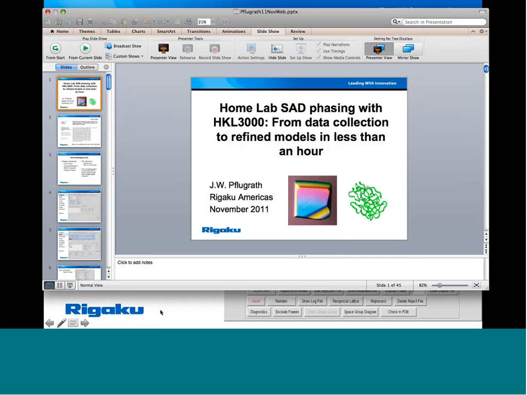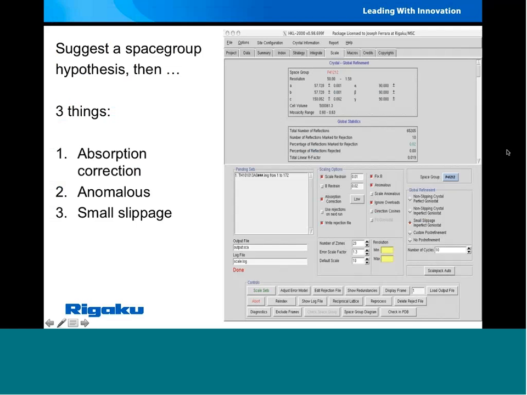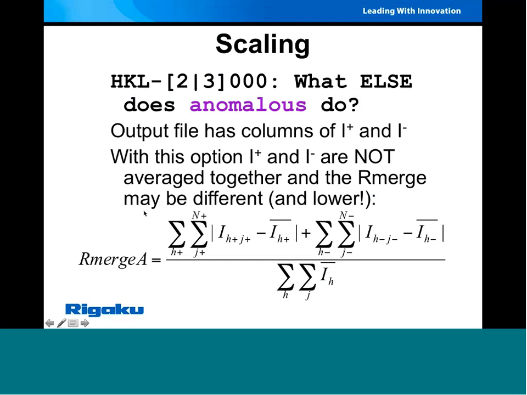And I think if I click here, it'll come forward. Right. So set the space group, turn on absorption correction, turn on anomalous signal. When you click on that anomalous button, a couple of things happen. The output SCA file gets columns of I plus and I minus. If you don't have that option on, I plus and I minus reflections are merged or averaged together, and you will not be able to do the subsequent SAD phasing steps because the data will have obliterated the anomalous signal for you.